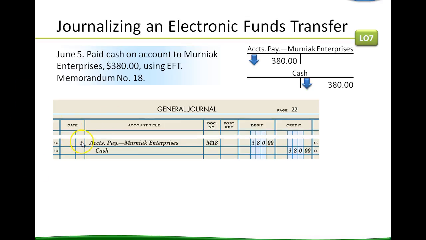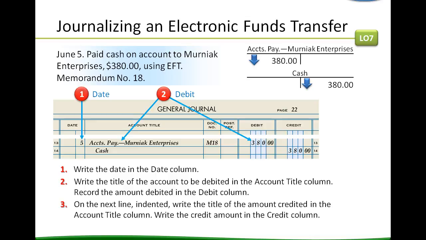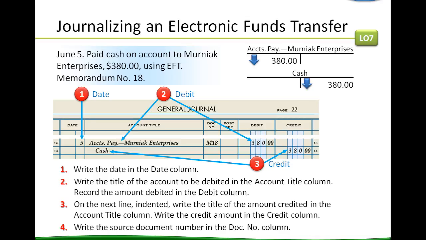You have June 5th, write in the date. You have the accounts, the title of the account to be debited is Merniac Enterprises, accounts payable. Okay, it's a debit of $380. And your cash is going to be decreased, a credit of $380. And your source document is M18.